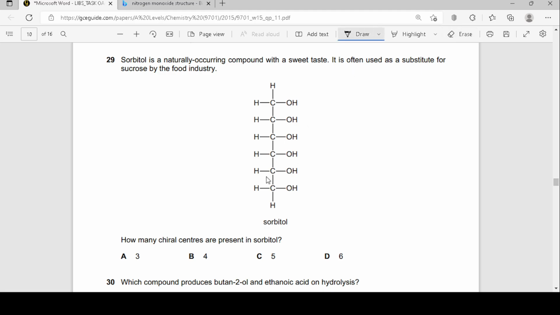This is a chiral carbon because it has four different groups attached: one group, second group, third group, fourth group. This is also a chiral carbon because all four groups are different. This is also a chiral carbon atom because all four groups are different. And this is also a chiral carbon atom because all four groups are different, right? So I have four chiral carbon atoms, and that again has two of the same group, so it's not chiral. So my answer is B, right?